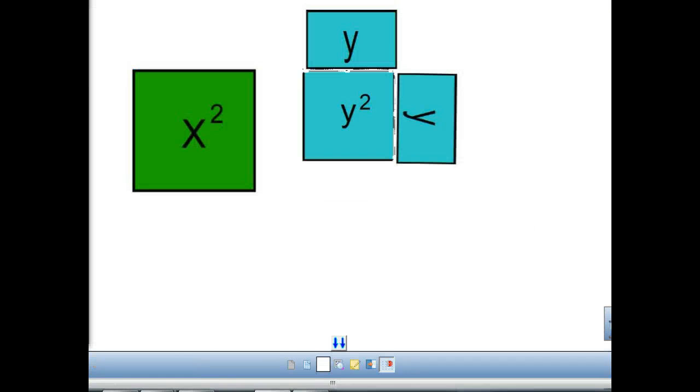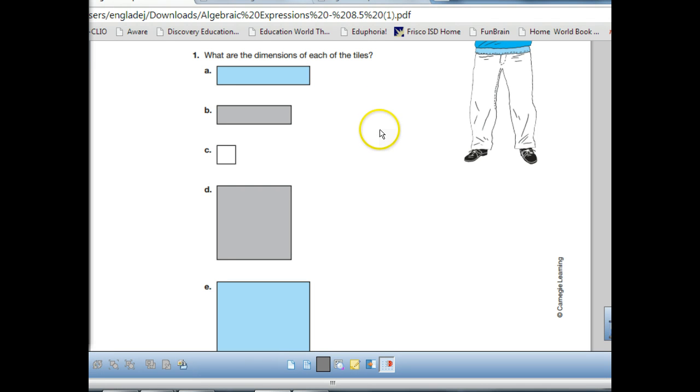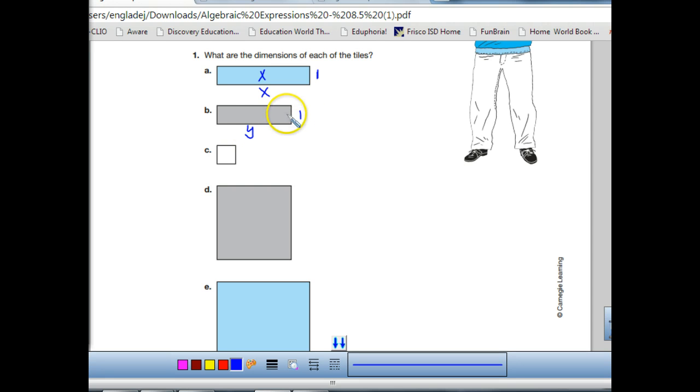All right, so part 1 asks us, what are the dimensions of each of the tiles? Remember this longer one represented x. So this dimension was x units long, and if I take my yellow, it's the same length as my 1 yellow. So this is x long and this is 1. That's why we call this x, because 1 times x is x. If this is y long and this is 1 unit, that's why we call this a y, because 1 times y is still y. If this is 1 unit long times 1 unit, that's why we call this 1.